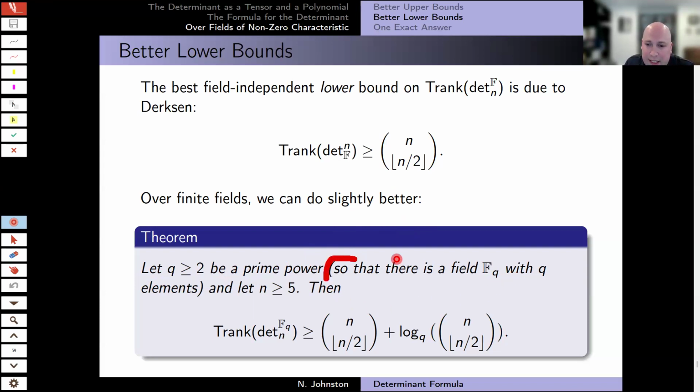If we focus in a little bit more, now to fields that have q elements, so we let q be a prime power so that there's a field with q elements, then we can get a tensor rank with the same lower bound as before, but we can show that it's even a little bit bigger. You get this extra logarithmically sized addition to the lower bound. So we're squeezing in a tiny little bit from both sides, at least in this special case.